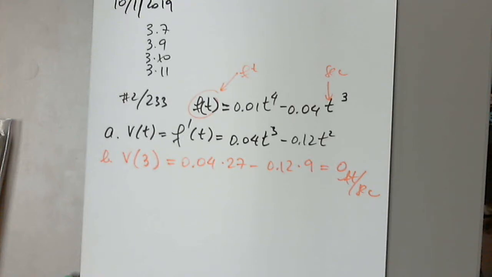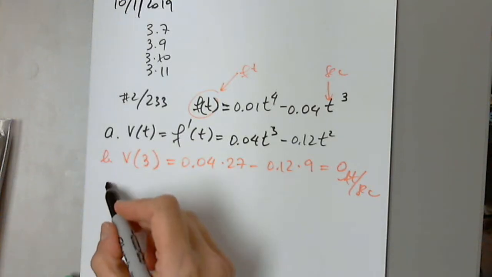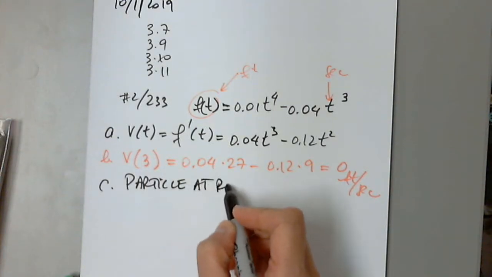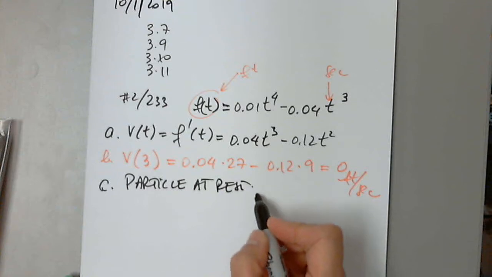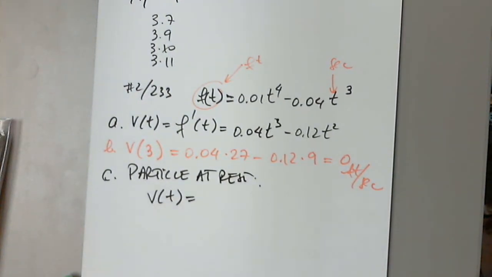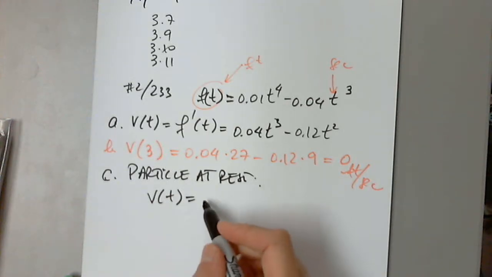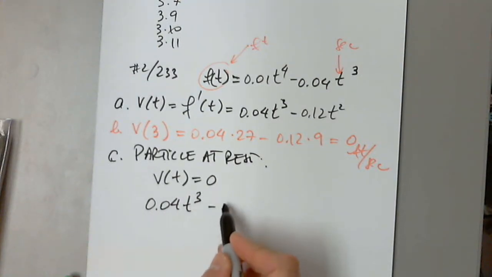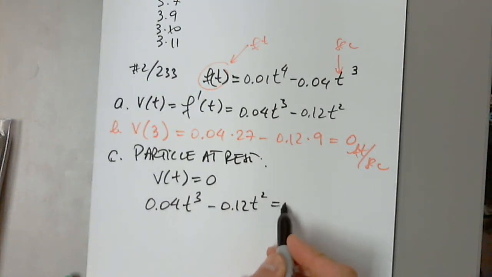Part C, any questions? Stop me, please. Any questions? Eddie? Okay, part C. When is the particle at rest? We are at rest when the velocity is 0. Very good. So 0.04 t to the third minus 0.12 t squared equals 0.